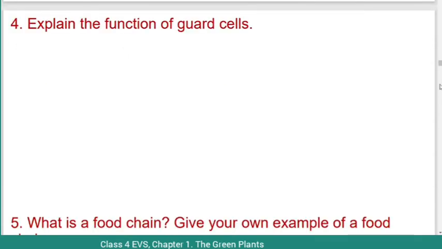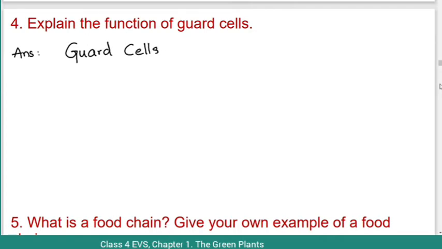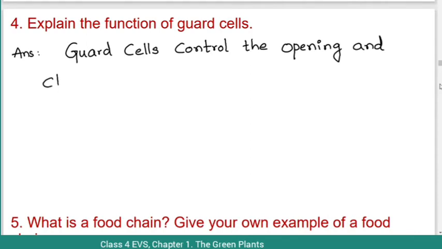Fourth question, explain the function of guard cells. Answer, guard cells control the opening and closing of stomata.